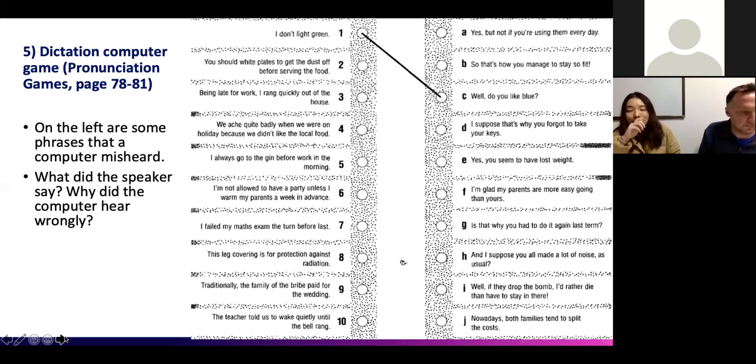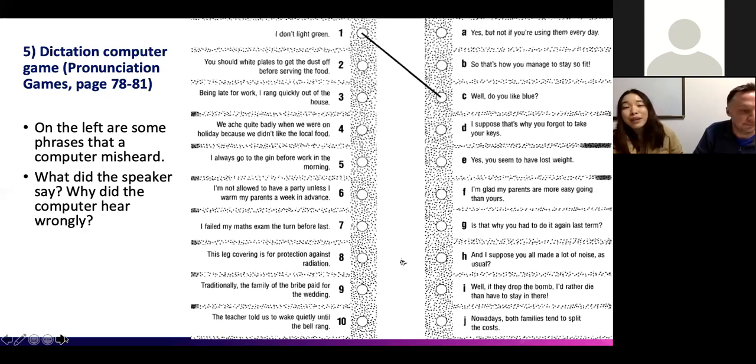So for example, let's look at the first sentence on the left: I don't like green. And if you look at C on the right, which is the matched response, it says, well, do you like blue? So what did the speaker say actually? I don't like green. What's wrong with it? A feature of pronunciation caused a problem here. What the speaker was trying to say is, I don't like green.